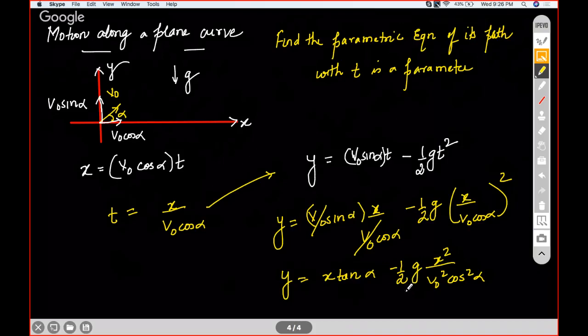Now this path is definitely a parabola opening downwards because the coefficient of x square is negative. So it would be tracing a path like this. The parametric equation just ends in the previous step, where you write x as a function of time and y as a function of time. That's it. Okay. Next question.